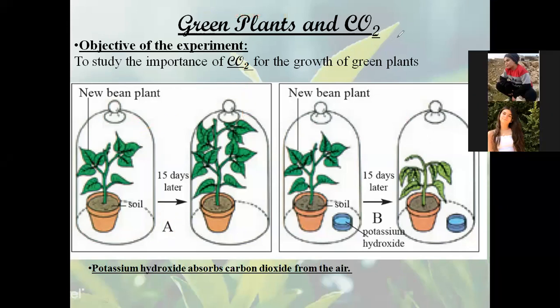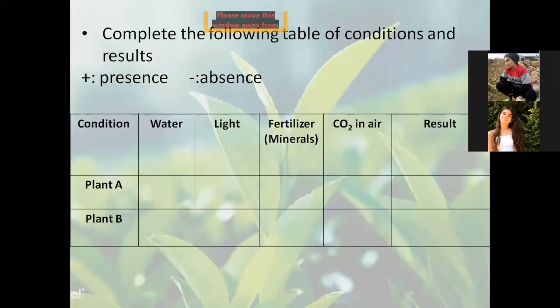Thank you. So here, this is the comparison. Comparing the aspect, you have to mention the variable factor. So this is the controlled condition. We have water, we have light.